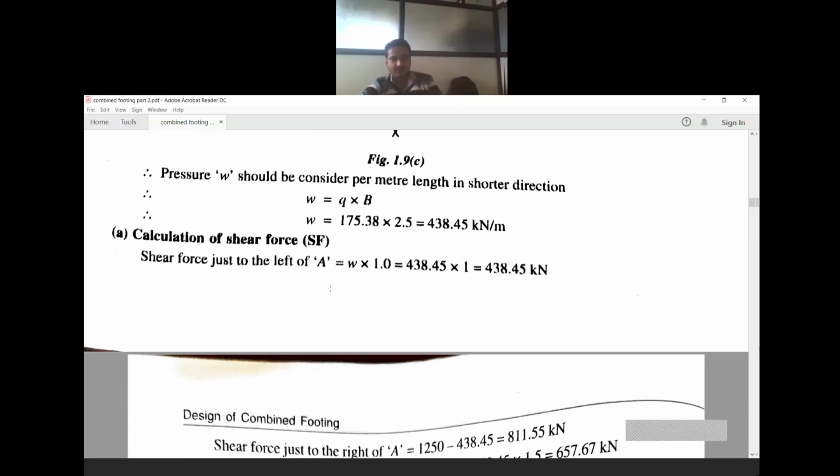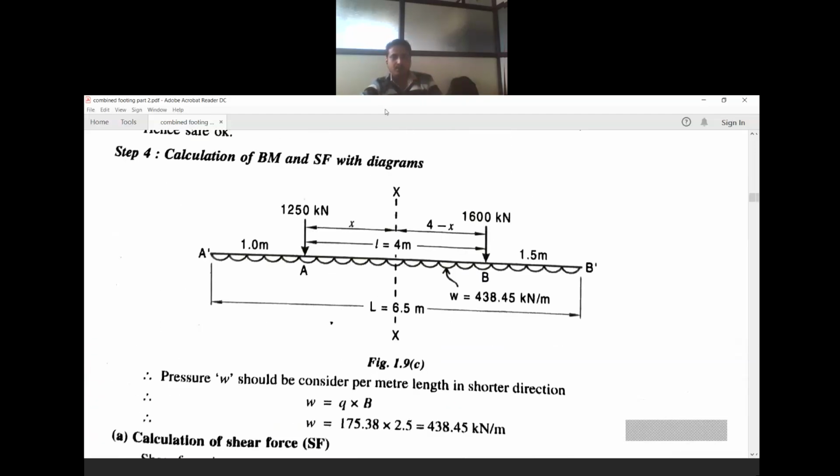So the shear force just left of A is equal to, see here, I shall explain a few steps. I have to calculate the shear force just left of A and right of A. I have to calculate just left of B and right of B. Okay, to calculate this, what shall I do? First, I will calculate the shear force just left of A.